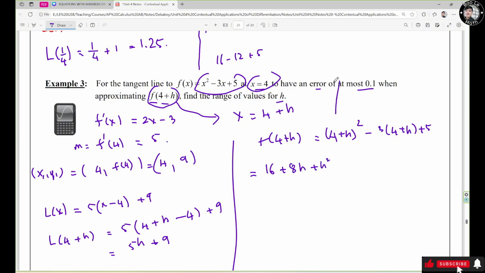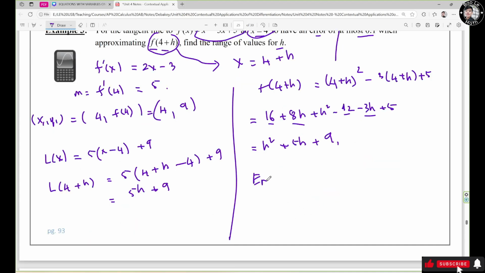I'm going to use the complete square formula to expand this one. It could be a plus b all together, squared, is going to be a squared plus 2ab plus b squared, right? So it's going to be negative 12 minus 3h plus 5, right? So it's going to be h squared. 8h subtract 3h is going to be 5h, right? Now 16 subtract 12 could be 4, 4 plus 5 is going to be 9, right?